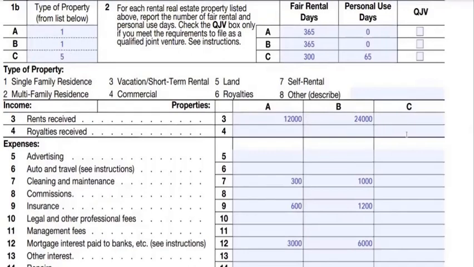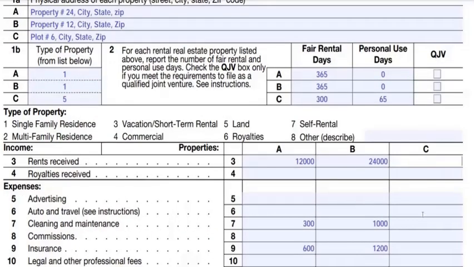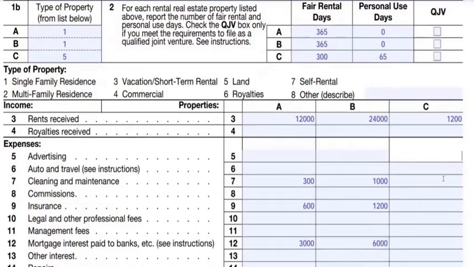Okay, now let's go to the third property, C. C is what? Land, right? See, land, they may have given a land on rent. So they may have received 1200 from the land. Now cleaning and maintenance, they may have spent $200 for cleaning.